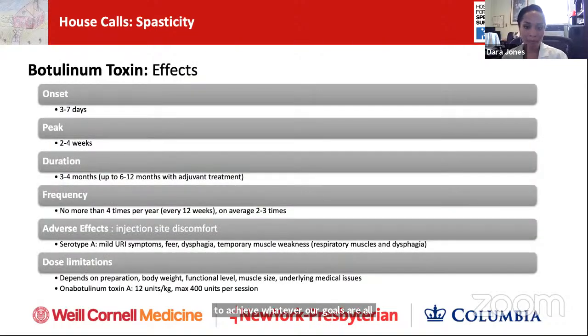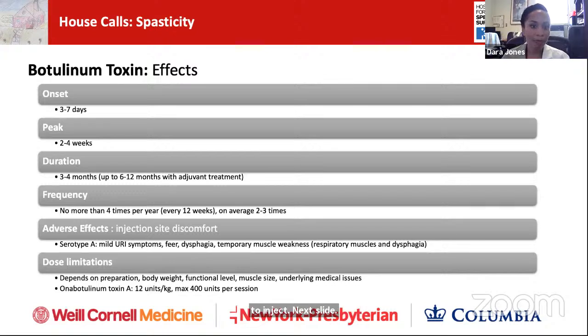Three of these, Botox, Xeomin, and Dysport, have approval in pediatric patients. What your provider chooses is mostly dependent upon experience and comfort level, as well as the type of muscles that we want to inject. Next slide.